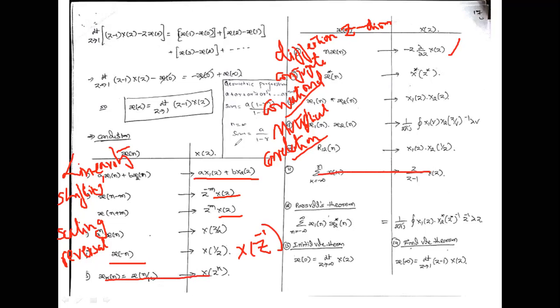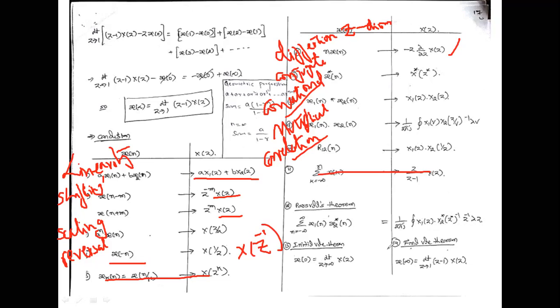Linearity, shifting, scaling, time reversal, differentiation in Z domain, conjugate, convolution, multiplication property, correlation property, and the Parseval's theorem. Okay. Parseval's theorem states that the sum of n equal to minus infinity x1 of n and x2 star of n. Here also, to prove this Parseval's theorem, you use the formula for the inverse Z transformation, which is 1 by 2 pi j the integral X1 of z, X2 star of 1 by z star, z inverse dz.